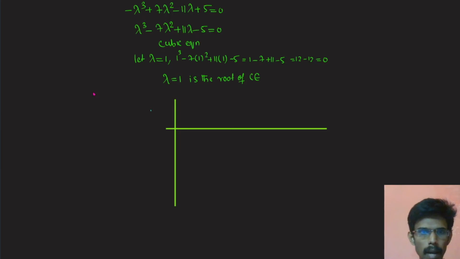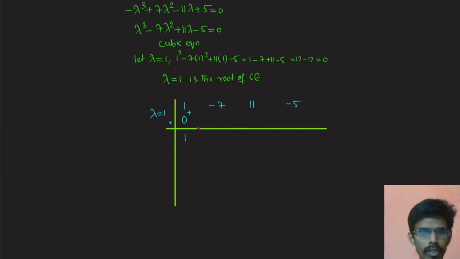Now take lambda equal to 1 here. Now write down the coefficients of this cubic equation. First, the lambda cube coefficient is 1, lambda square coefficient is 7, lambda coefficient is 11, constant is 5. Now put 0 below this 1, then add these two numbers, and we'll get 1 here.